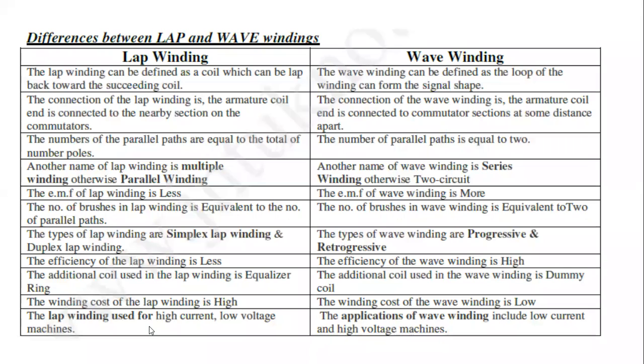Lap winding is used for high current, low voltage machines. The applications of wave winding include low current and high voltage machines. These are some of the differences between lap and wave winding.